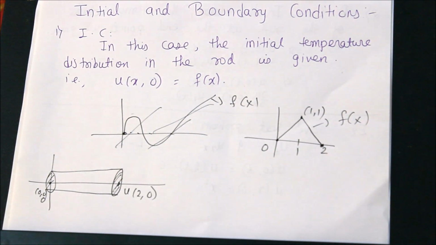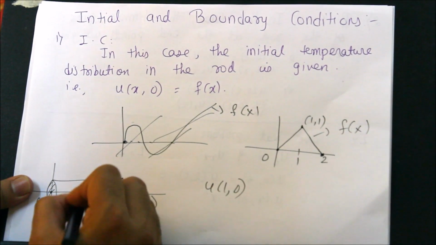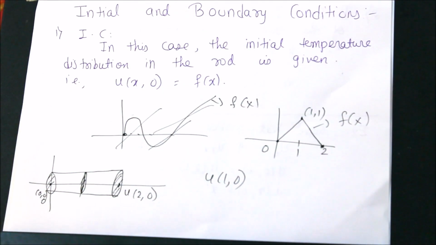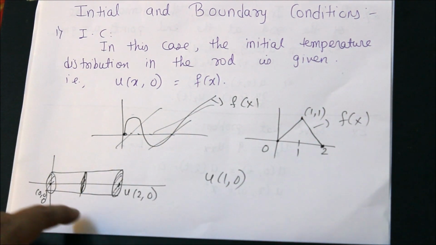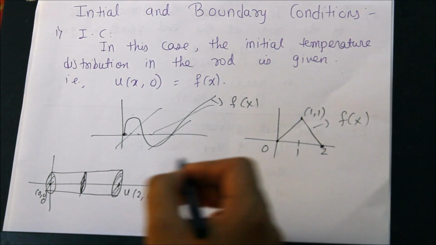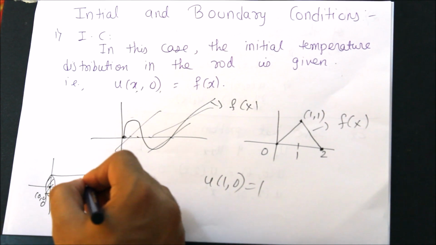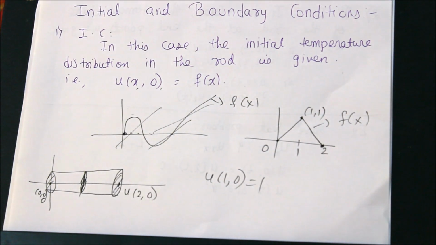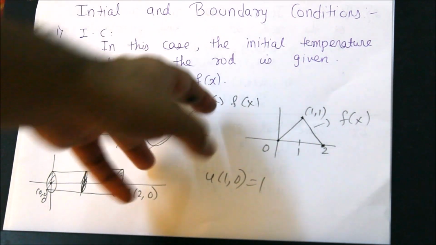Suppose I ask you what is u of 1 comma 0, means at 1, what is the temperature on this cross section? Our rod is thin, so saying the temperature at x equal to 1 means the temperature will be the same over the whole cross section. So what is u of 1 comma 0? It is f of 1. What is f of 1? 1. So initially here the temperature is 1 degree, or whatever, 1 Fahrenheit. So that's what this means. Initially some temperature will be given to you and we express that in terms of a function f of x. We will see this many times.